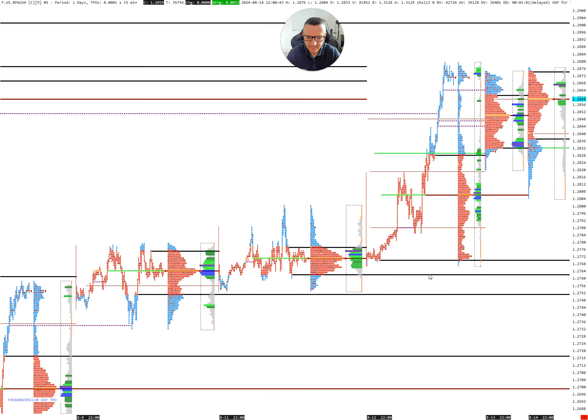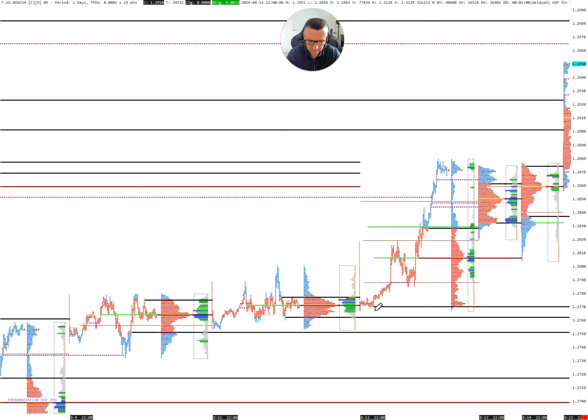So we can see here on this particular day, so this is the previous day, price opens up here at the naked POC. This is where price has spent the most time and is happy to trade at this particular area here. This is that red line here.